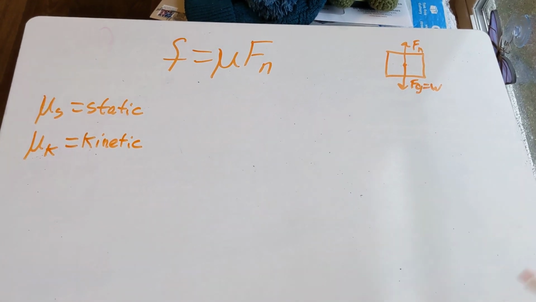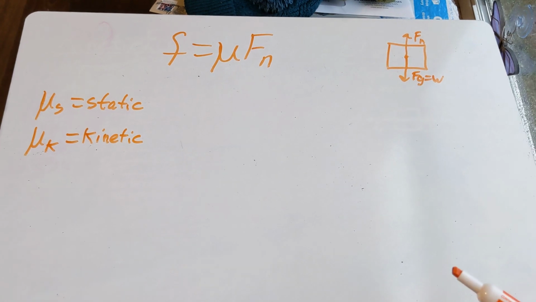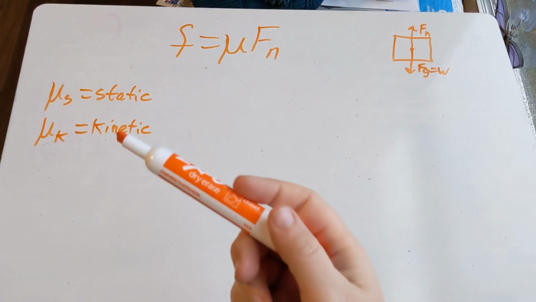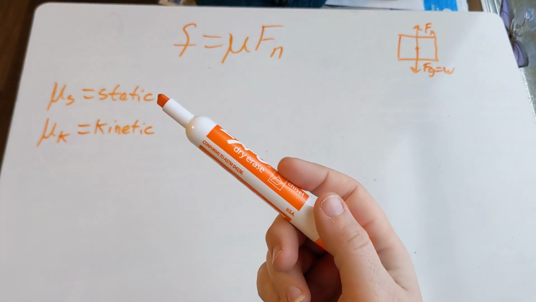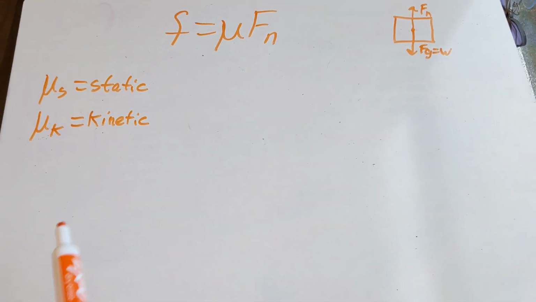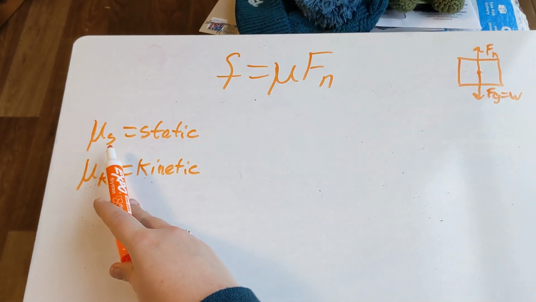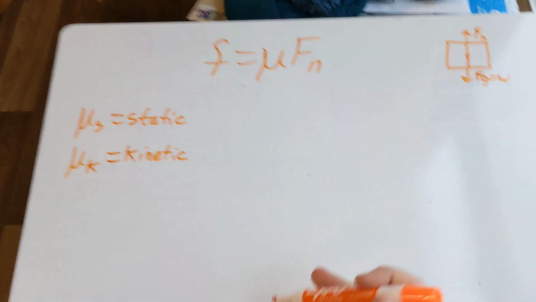All right, so the next part we're going to talk about is how to actually calculate friction. So again, we talked about there's the two different types of friction. There's kinetic and there's static. So when we're dealing with that in equations, the symbol that we use for friction is this symbol here, and it's called mu.